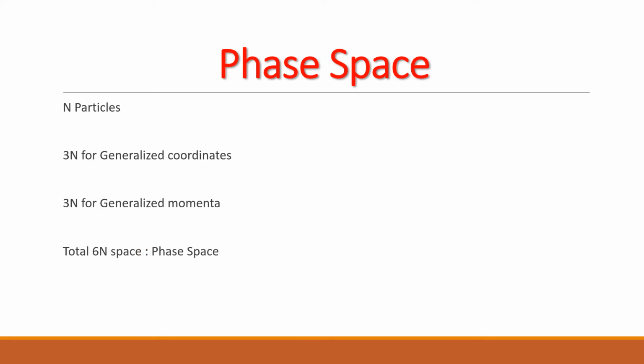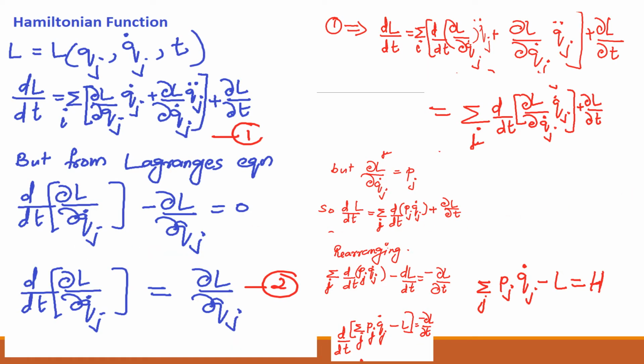Okay, so by substituting equation number 2, equation number 1 can be written as dL by dt equal to sigma j. Instead of del L by del qj, we can write d by dt of del L by del qj dot, times qj dot. Note that it is qj dot here, not qj double dot. Plus del L by del qj dot times qj double dot, plus del L by del t.